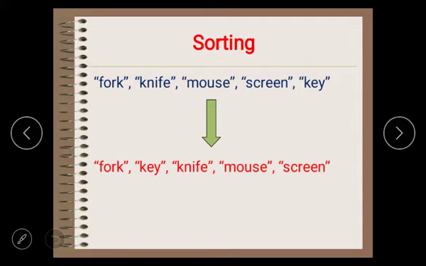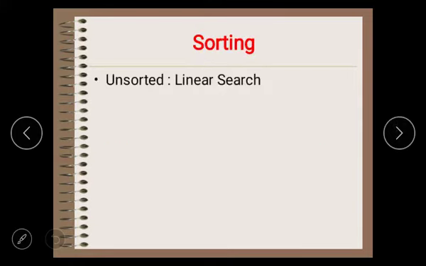Next, if a list is stored in computer memory as unsorted, for example, if we have an unsorted list of elements, then what do we need to take? We need to take the linear search to search something in the list, right? So if the list of elements is unsorted, then to search something in this list, we have to take linear search.